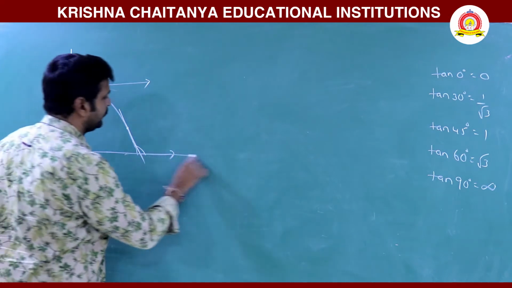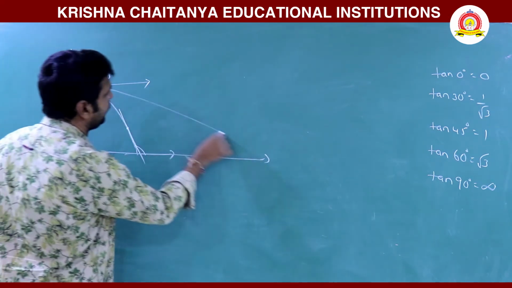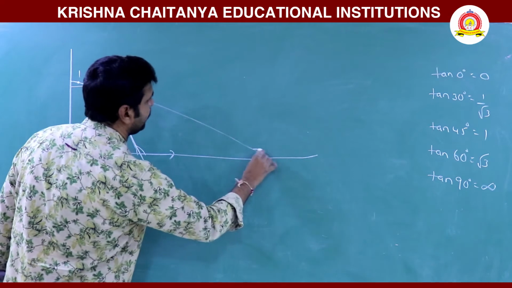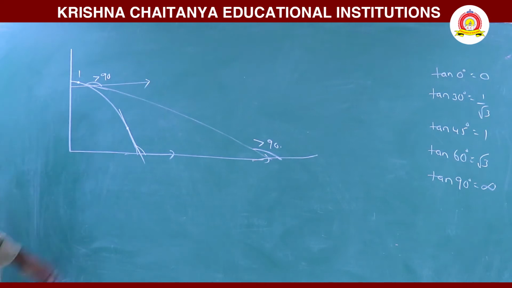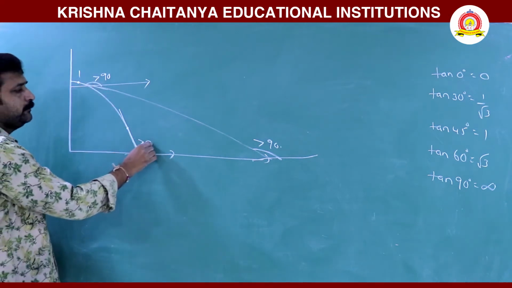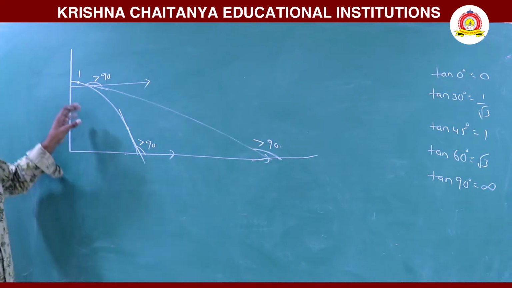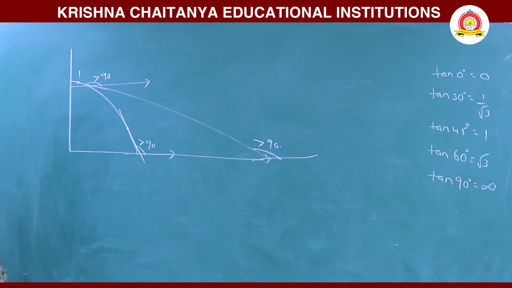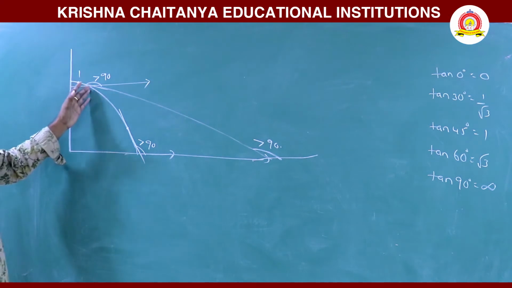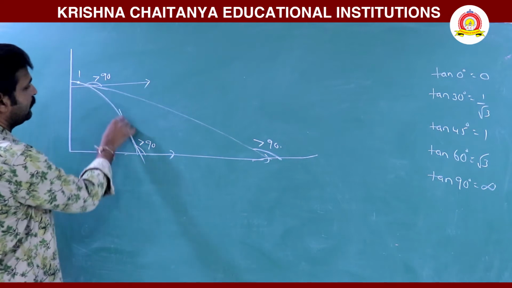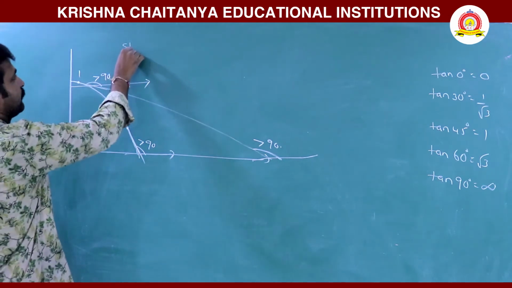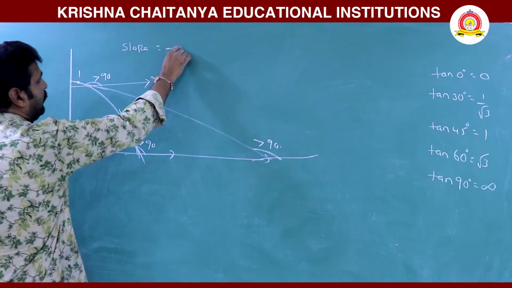For this also, if you extend this line, if this is the line drawn, this makes an angle which is greater than 90. Here also it is greater than 90. That means when the angle is greater than 90, what is the indication? If angles are greater than 90 and less than 180, that means slope is negative. Here for such graphs, slope is negative.